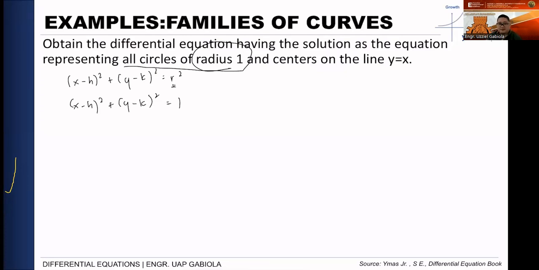Okay? Pero sabi niya, kailangan nakacenter siya sa line y is equals to x. So ano bang ibig sabihin? Ano ba yung itsura ng y is equals to x pag ginraph natin? Ibig lang sabihin, kapag 1 si x, 1 si y, ito yun. Pag 2 si x, 2 si y, ito yun. Pag negative 1 si x, negative 1 si y, ganito yun. So yung trend ng line natin is pag ganyan. Assume natin na tama yung mga points. Okay. So, ganyan yung itsura ng y is equals to x.